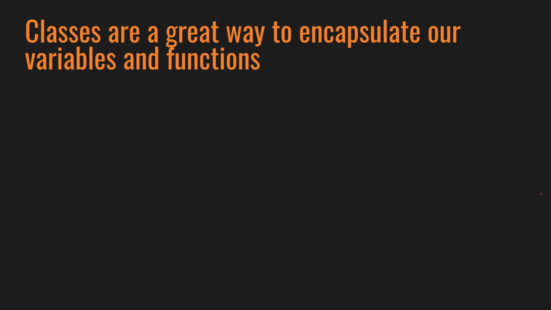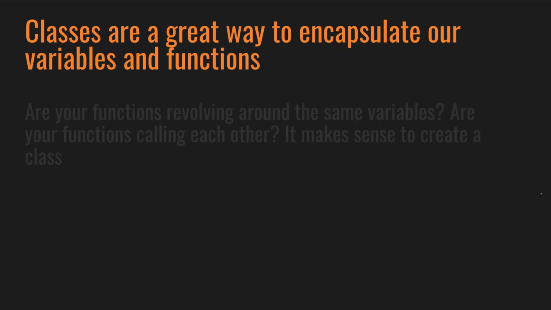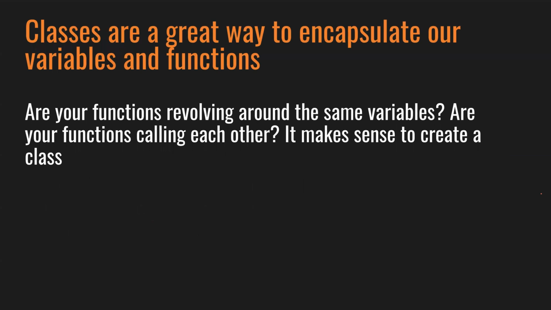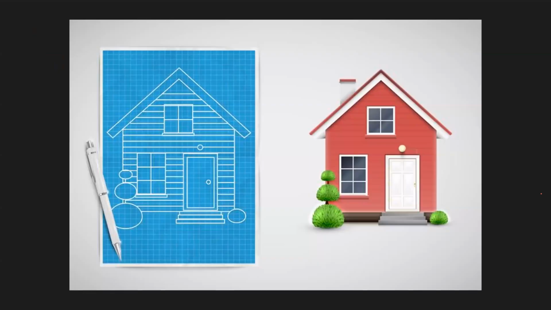Classes turn out to be a great way to encapsulate our variables and our functions, because the whole point is that the functions inside of the class modify the variables. That's the point, right? In order to create a whole entity. So ask yourself these questions. When you are creating your programs, are functions revolving around the same variables over and over again? And the second question is, are your functions calling each other at some point? If that's the case, then it makes sense to create a class.